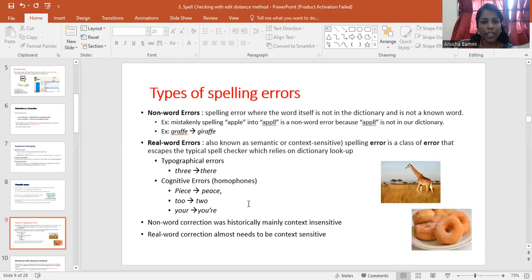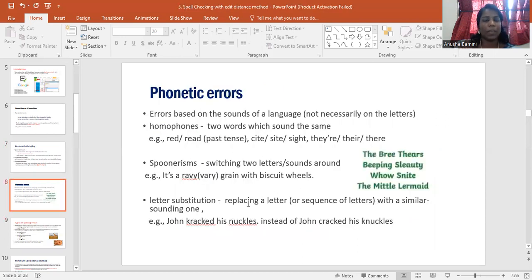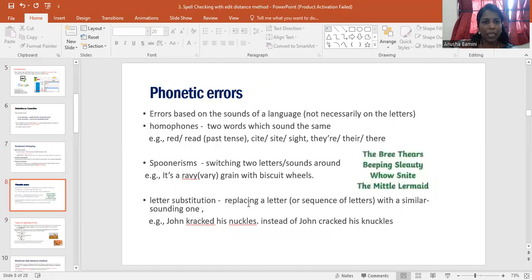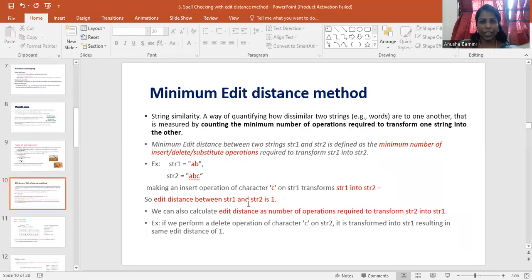Okay, so all these spelling errors, as well as the keyboard mistyping errors and phonetic errors, are identified with the support of natural language processing. So in errors, what we learned today: keyboard mistyping errors, phonetic errors, and spelling errors. Within spelling error, it may be non-word as well as real word error.